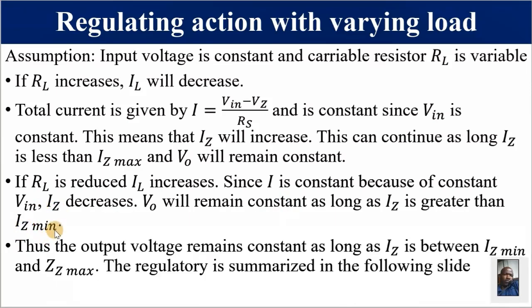You remember the reverse characteristic curve of the Zener diode showing the three currents. IZ minimum is the minimum Zener current. And we are saying the output voltage remains constant as long as this Zener current is above the minimum Zener current, but not below this. Let's look at this summary in the next slide.